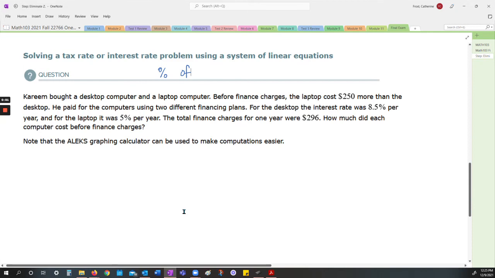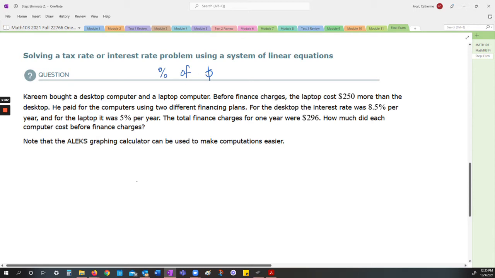This is solving a tax rate or interest rate problem using a system of linear equations. And I was getting ready to write this. All of the problems that you'll see in this topic are based on the idea that if you are trying to take the percent of something, so it's probably going to be money for this topic, then you just write your percentage as a decimal and you multiply by that dollar amount.